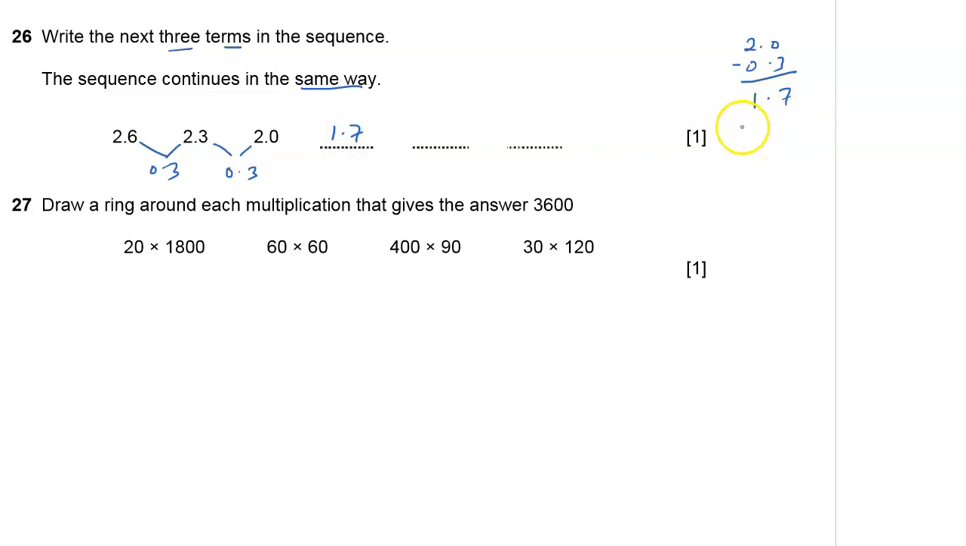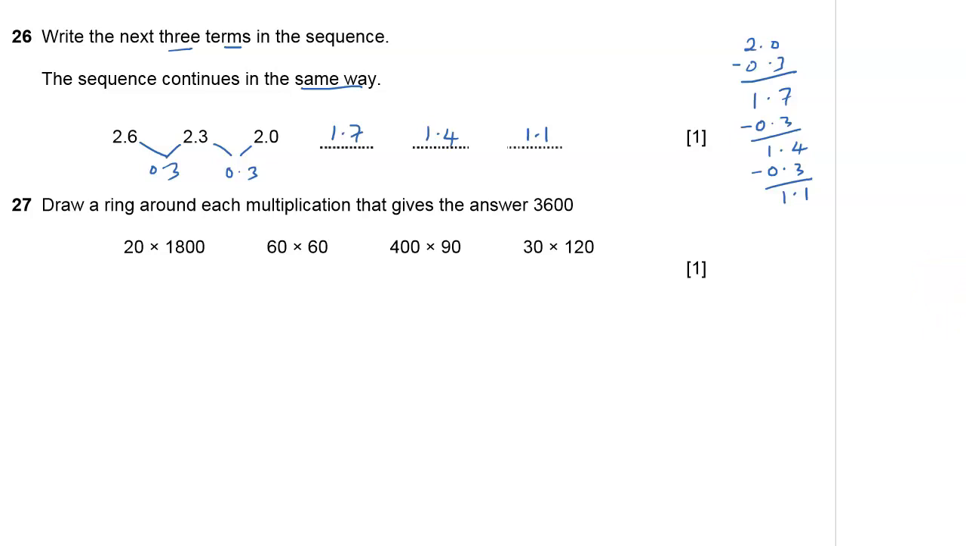We also take away 0.3 from 1.7. What we remain with is 1.4. We write 1.4 there. We take away again 0.3. Remember, the sequence continues the same way. What we have here is 1.1. Therefore, we write 1.1 right there. And the next three terms in the sequence are done.